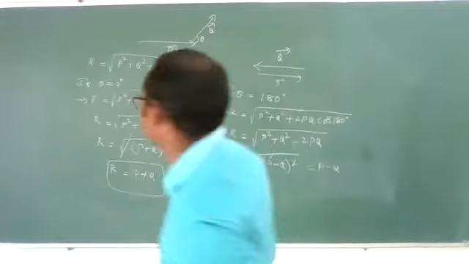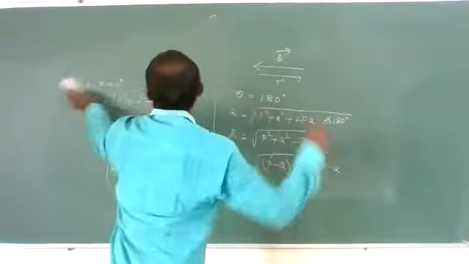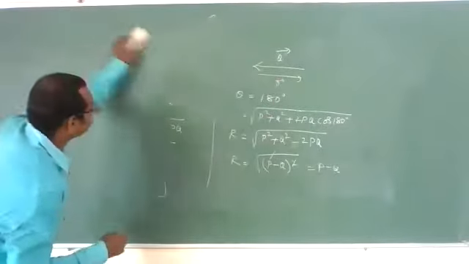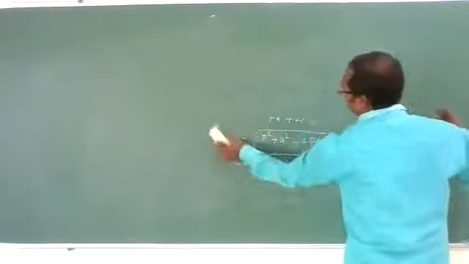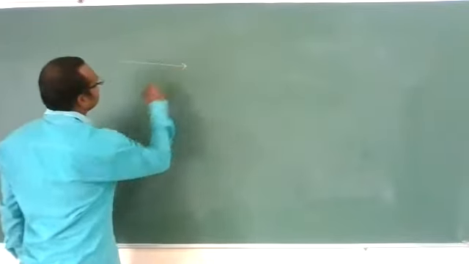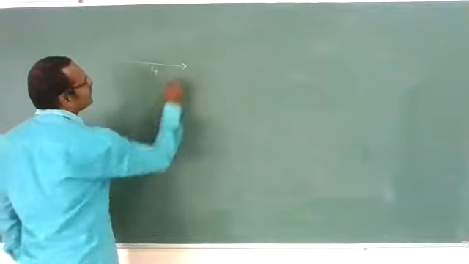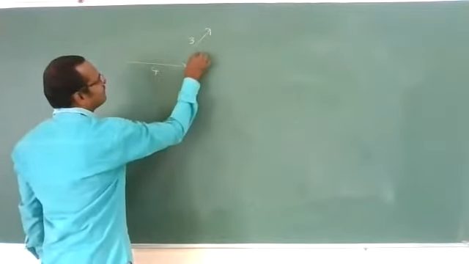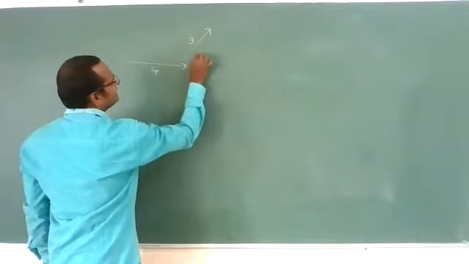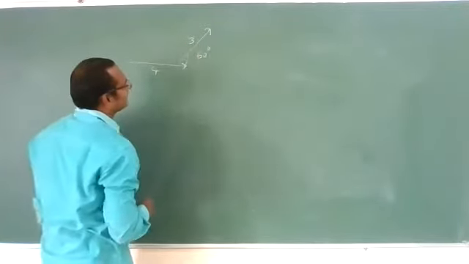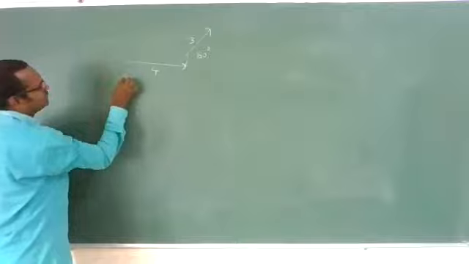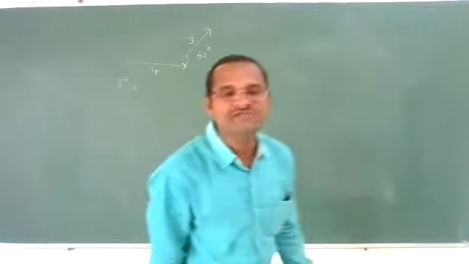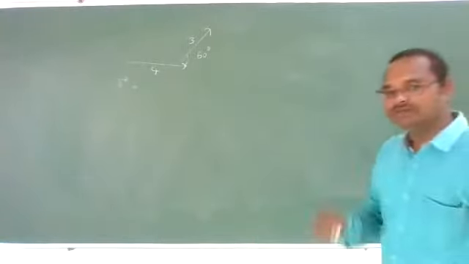Yes, I'll give one example. Let us do one example. Let us imagine there are two vectors. One vector is 4, another vector is 3, and the angle between these two is 60 degrees. Then what is the resultant value? Can you find it?